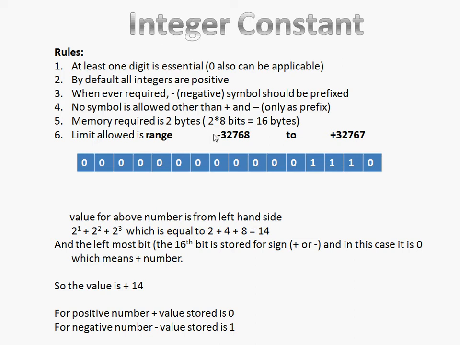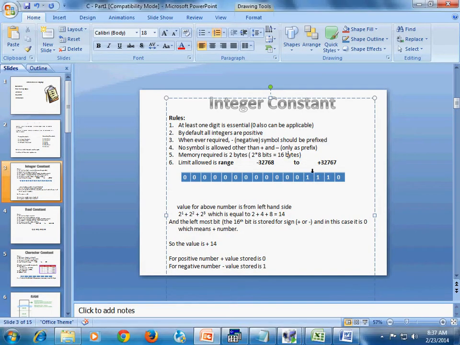So the range is from minus 32,768 to 32,767. Below is the typical diagram of 16 bits. We have a total of 16 bits. The first 8 bits is 1 byte and the second 8 bits is another byte. So here it is 16 bits, it is a typo. It is 16 bits.